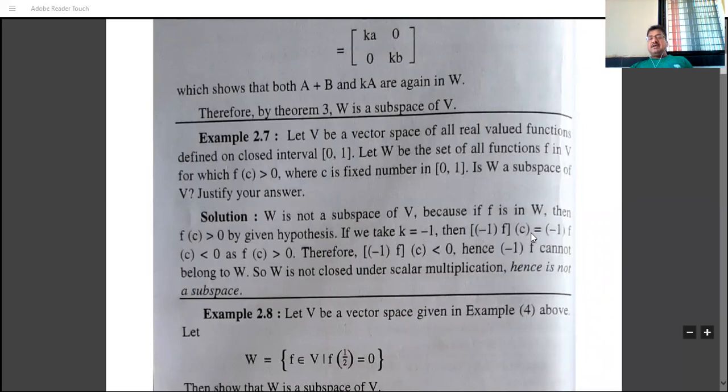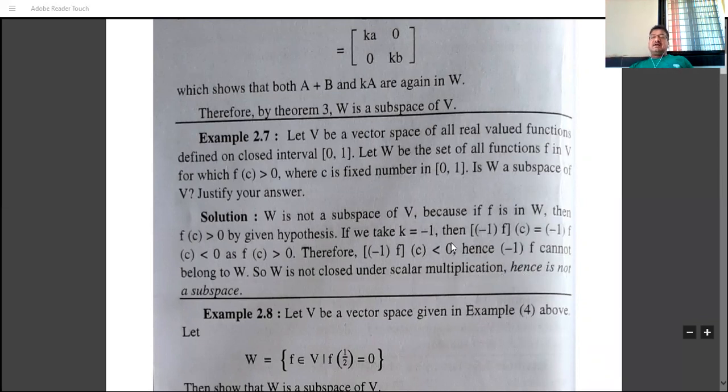That is, kf is -1 into f of c, and f of c is greater than 0, and so -1 into f of c is less than 0. So -1 into f cannot belong to W, because -1 into f of c is less than 0, and W is the set of all functions such that f of c is greater than 0. Hence -1 into f cannot belong to W, and so W is not closed under scalar multiplication.